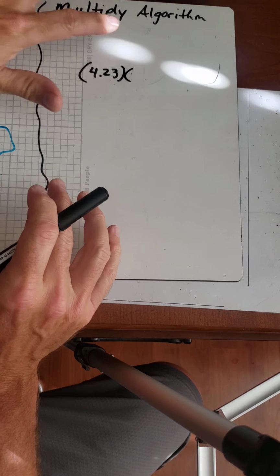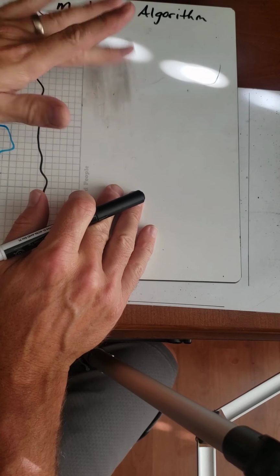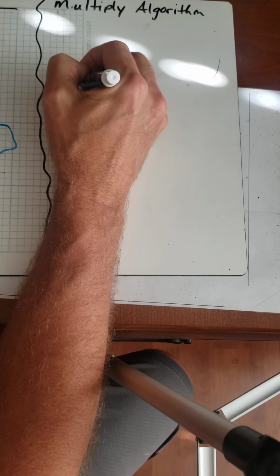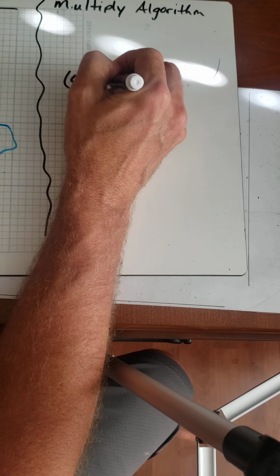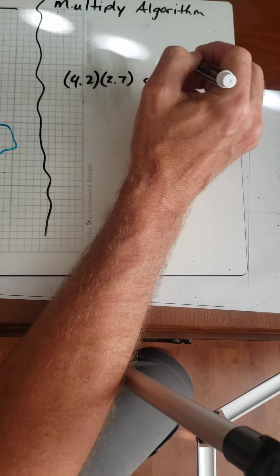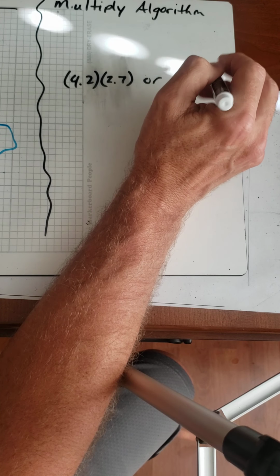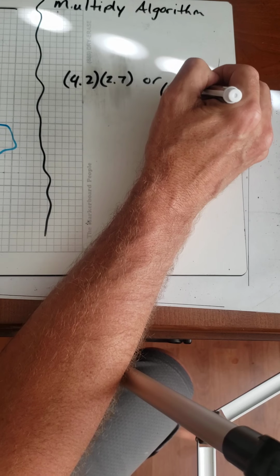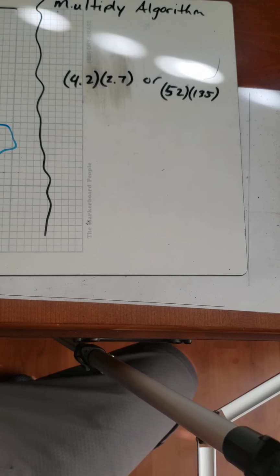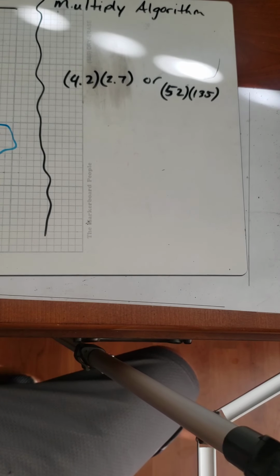Actually, I'm going to do one more question here that I like to give these little questions. Which of these is easier? All right, which of these is the easier problem? Is this one easier, or is this one easier? Okay, so is 4.2 times 2.7 easier, or is 52 times 135 easier?